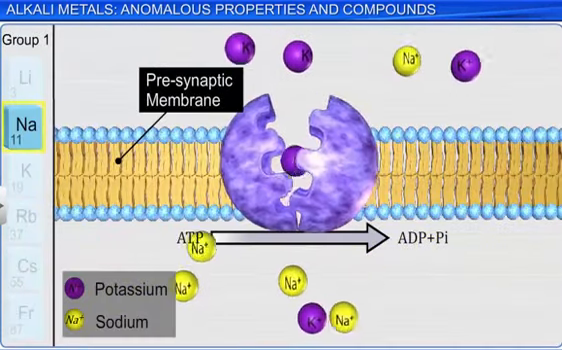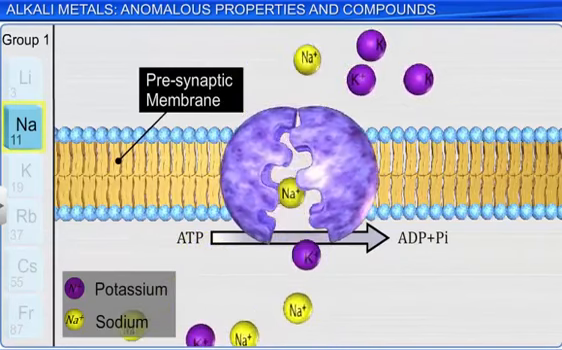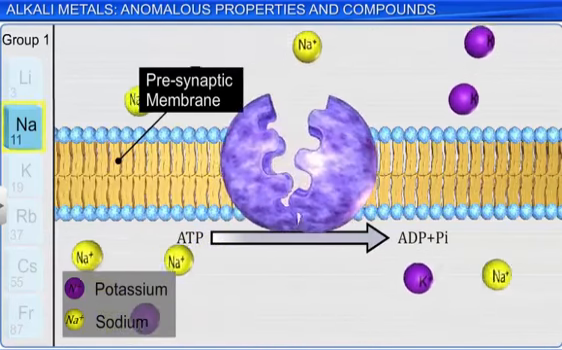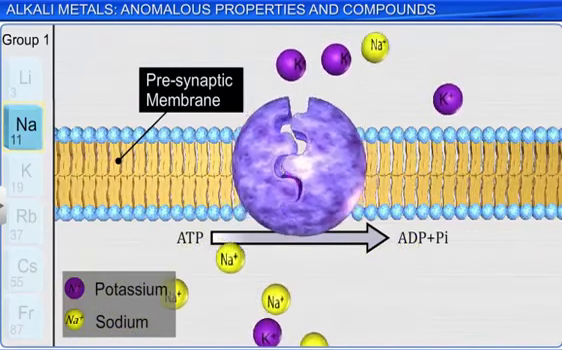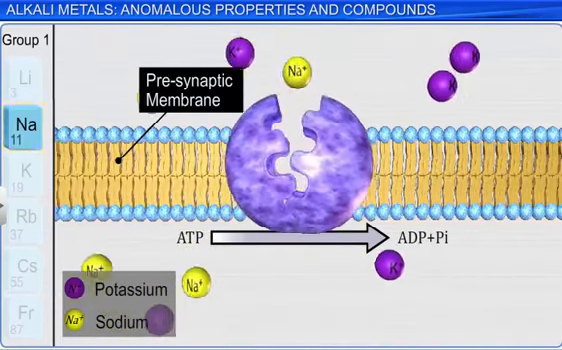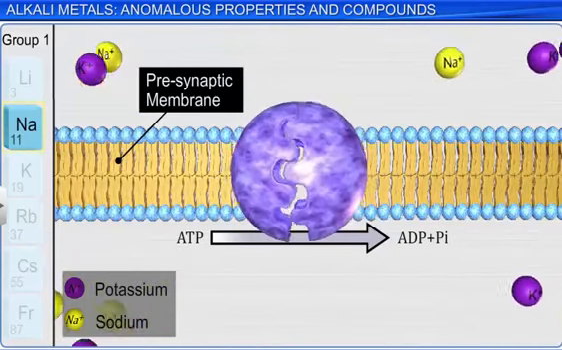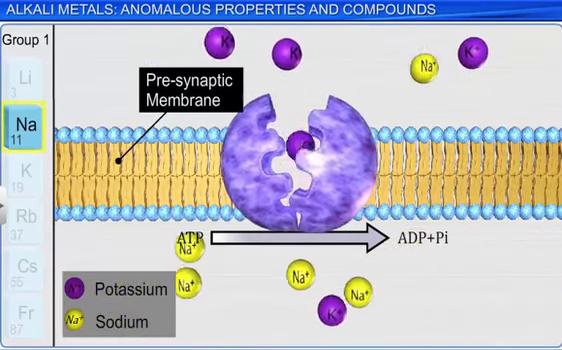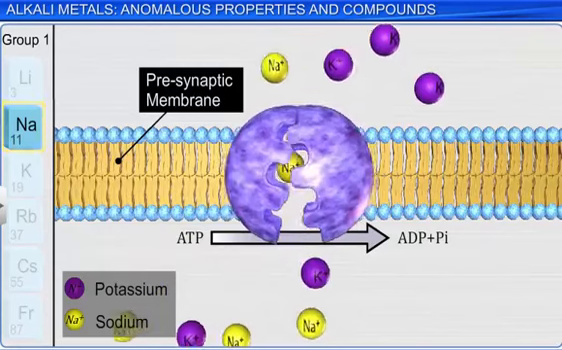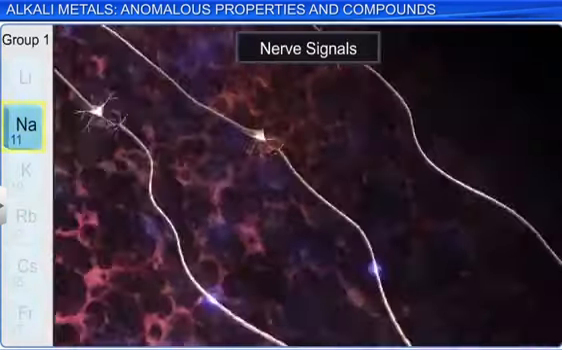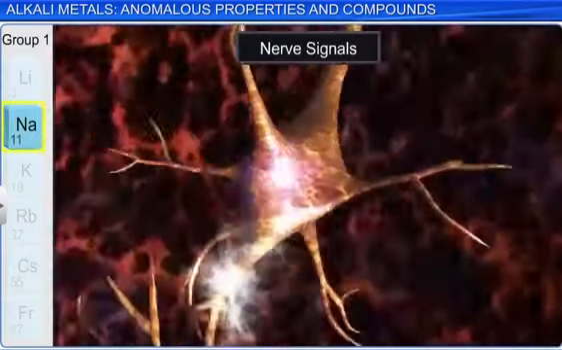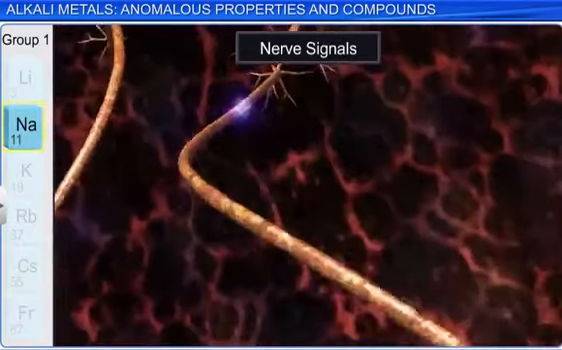By contrast, potassium ions are the most abundant cations inside the cells. Potassium ions play important roles in activating enzymes, as well as the oxidation of glucose to produce ATP. Along with sodium ions, potassium ions are required for sending nerve signals through the body.